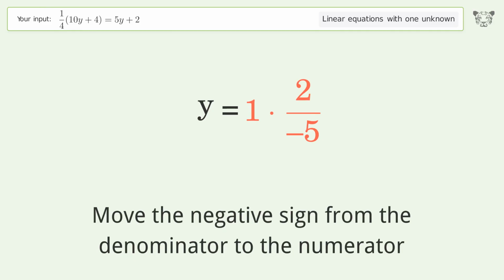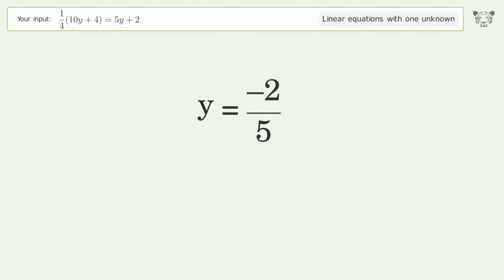Move the negative sign from the denominator to the numerator. And so the final result is y equals -2/5.